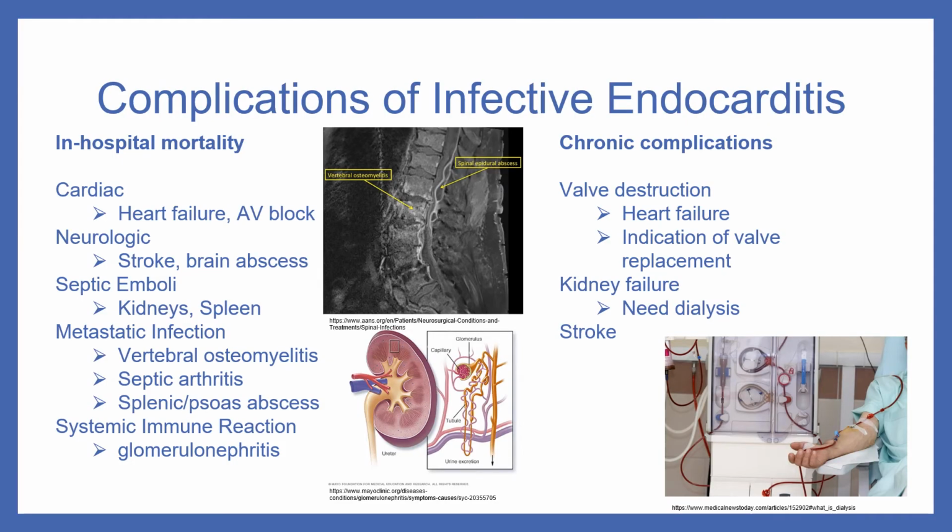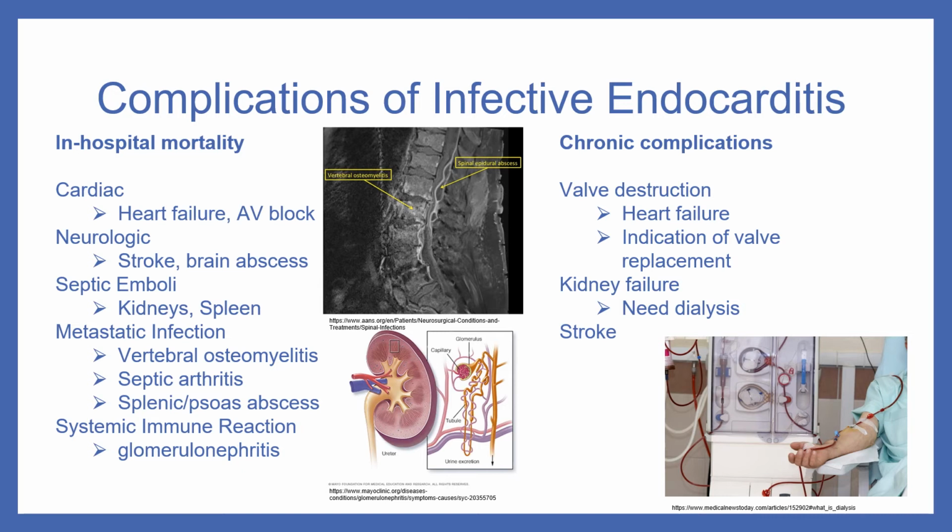Complications can arise in many different ways in infective endocarditis. In the hospital, heart failure or AV block, where signals from the atria do not get passed to the ventricles for efficient pumping of blood, are possible. In terms of the nervous system, stroke and brain abscesses can form as smaller microemboli made up of bacteria travel up into the brain. Septic emboli can affect the kidneys and the spleen. The sheer degree of infection can go to the bone and cause vertebral osteomyelitis, septic arthritis, and also cause abscess in the psoas muscle and the spleen.